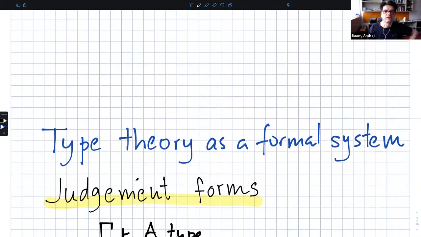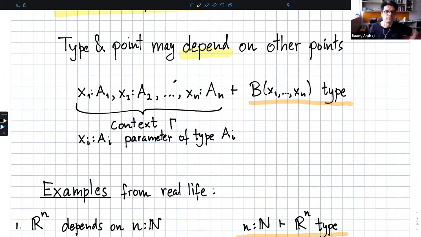Somebody in chat asked how these types here exactly depend. Each type A_i may depend on all the previous ones. So these are dependent contexts.